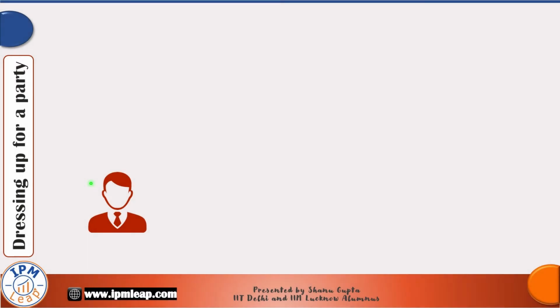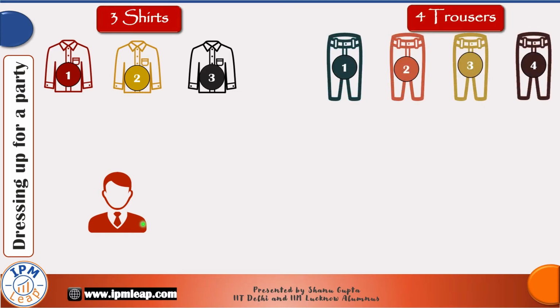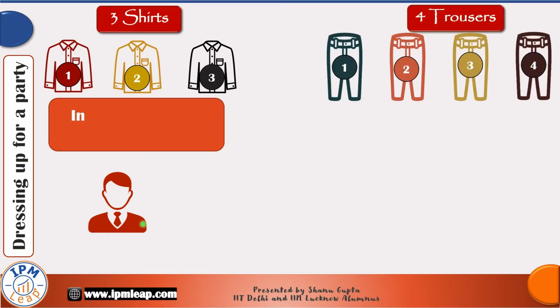Let's say, for example, you have to dress up for a party. And dressing up for a party means that you will have to essentially wear a shirt and a pair of trousers, right? So suppose you have 3 shirts to choose from and 4 trousers to choose from. If I ask you, in how many ways can you select the shirt that you want to wear? So either you will wear the first shirt or the second shirt or the third shirt, isn't it? You can wear a shirt in 3 ways.